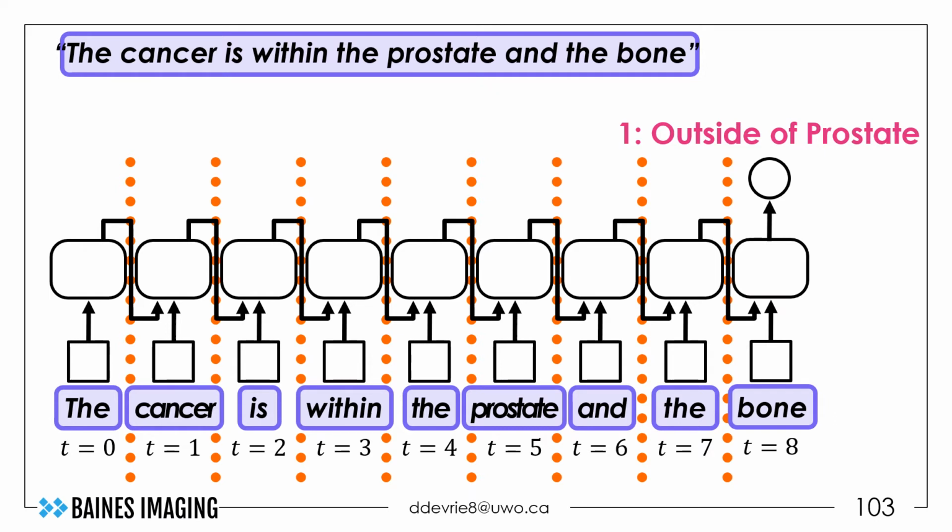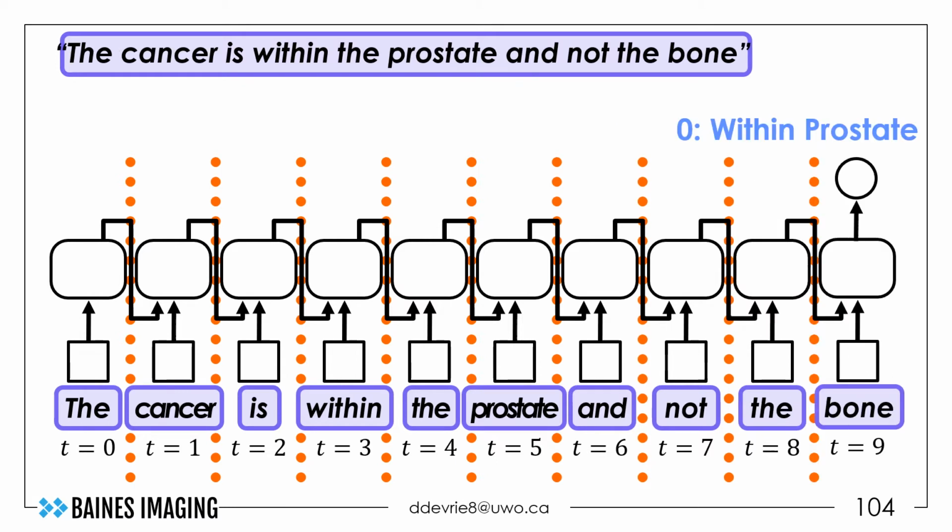So we had our final one at t equals 8, but because we started at t equals 0, we have 9 time steps. But if we do this for a different sentence, where maybe it's the cancer is within the prostate and not the bone, we can see how we can add on another time step, and the recurrent neural network can still produce a single output to provide the classification.